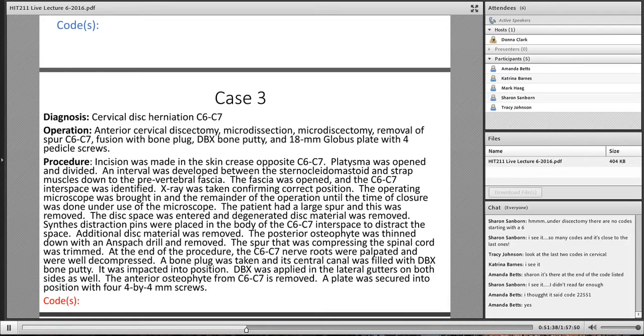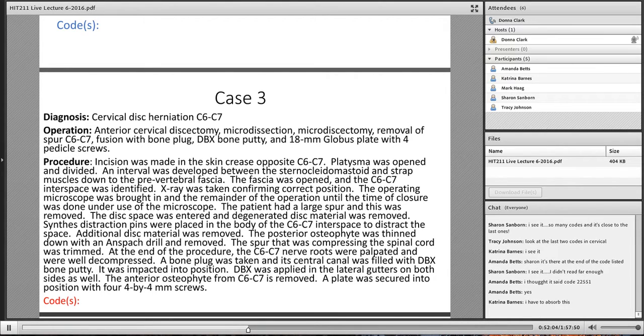So that handled our fusion and our discectomy. All right, let me go to 22551. It says arthrodesis anterior interbody, including disc space preparation, discectomy, osteophytectomy, and decompression of spinal cord and/or nerve roots, cervical below C2. So that covers discectomy, decompression, and fusion, right?